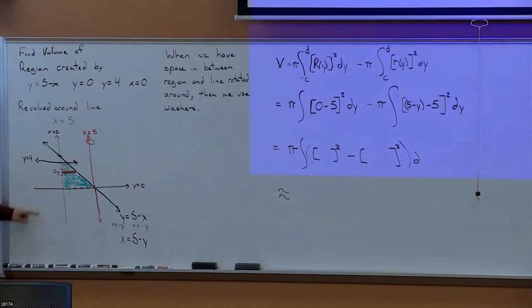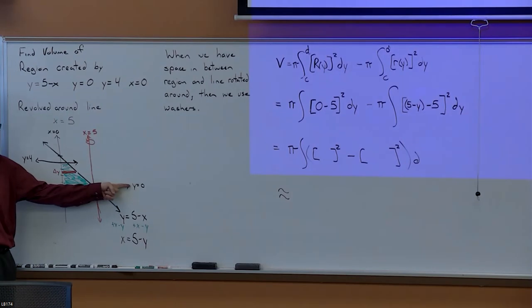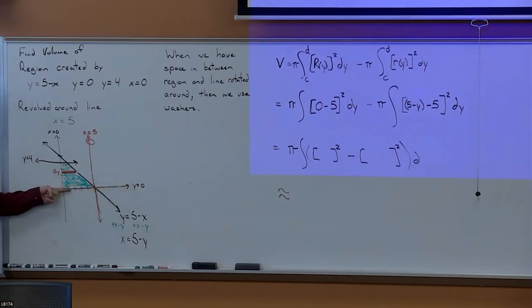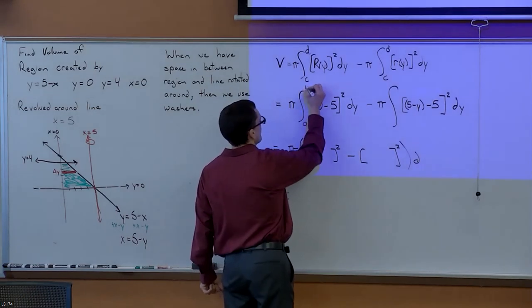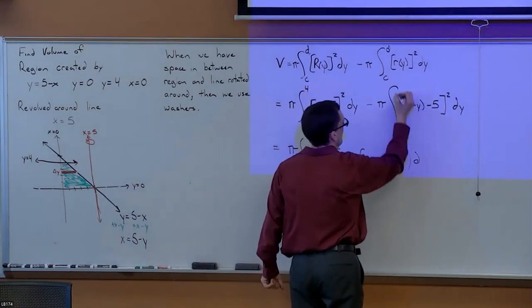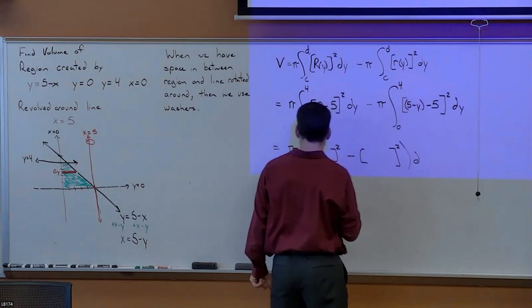Now, the bounds are y bounds. So what's the lowest y value? Clearly, the lowest y value is y equals 0. And then it goes up till you hit the highest y value, which is y equals 4. So my integration is going to go from 0 to 4.